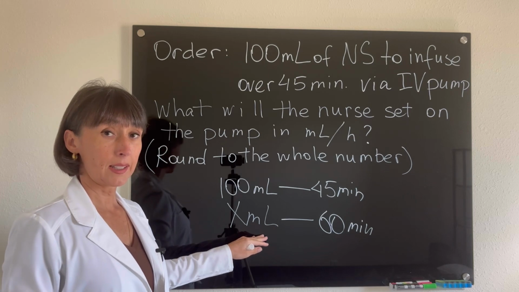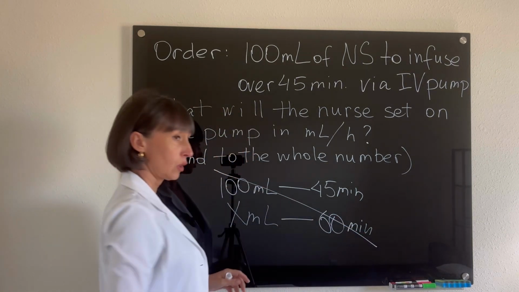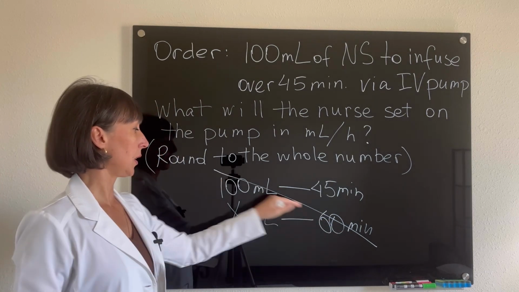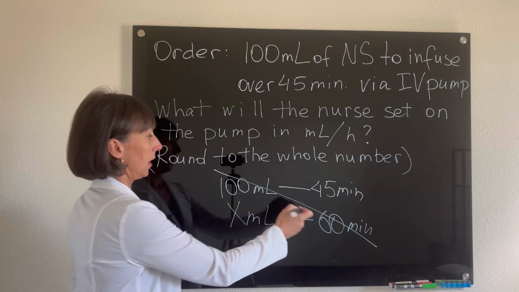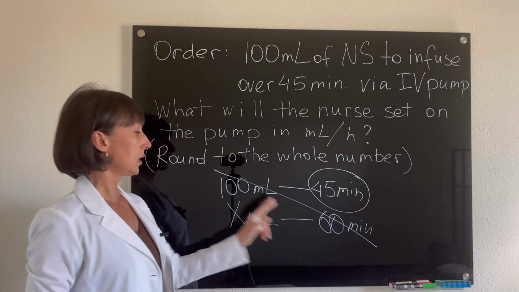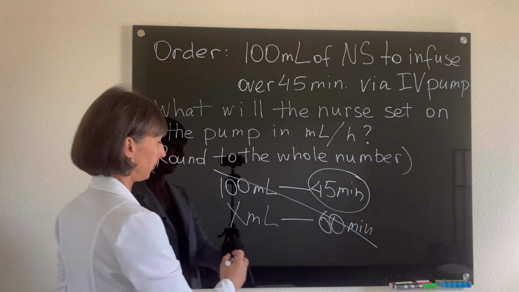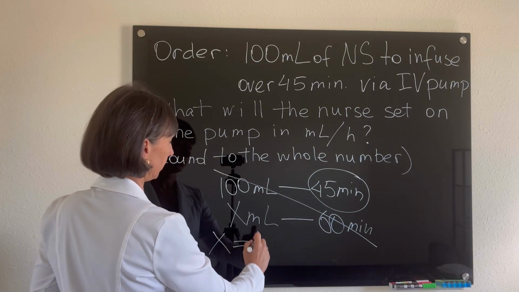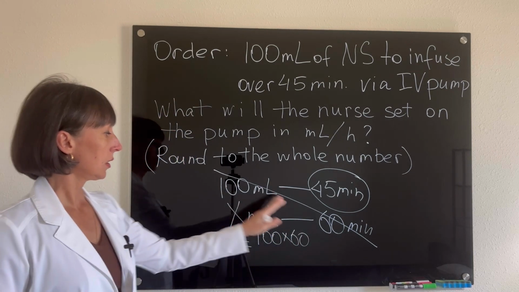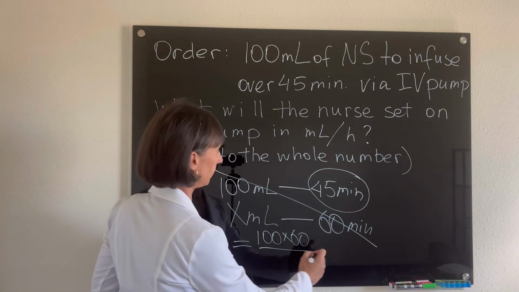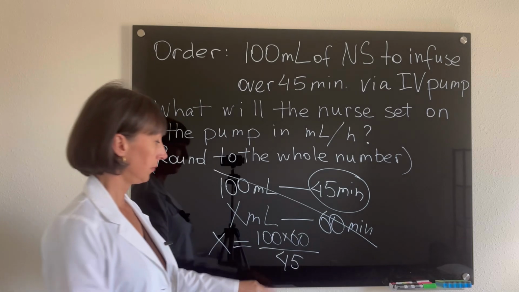Next step, we're finding a diagonal that has two numbers in it. And you know that it's not always going to be the diagonal that's facing this way. It can be this one. It depends where you put your X. I'm going to multiply these two numbers, and I'm going to divide by the third number. 100 times 60 divided by 45.